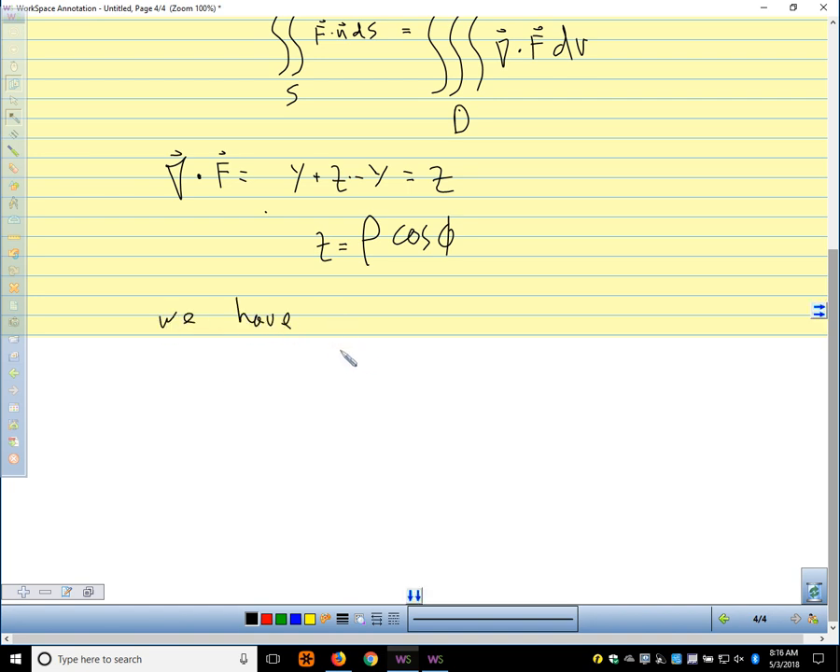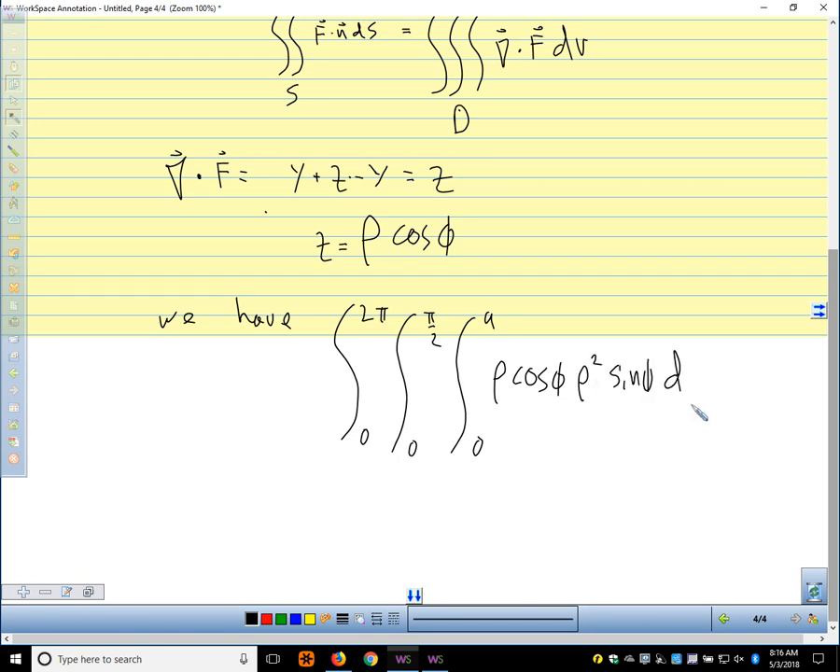We have the integral. Theta goes from 0 to 2 pi. The integral phi goes from 0 to pi over 2 to get that upper hemisphere. The radius, rho, goes from 0 to a. Rho cosine phi times dV, rho squared sine phi, d rho, d phi, d theta.